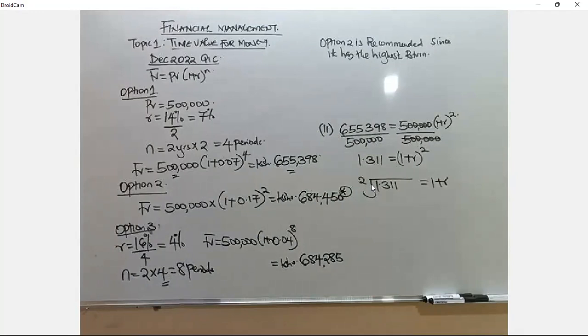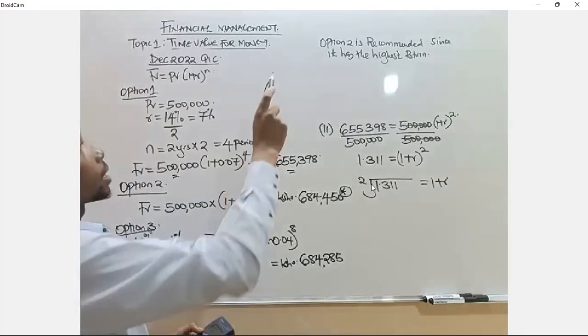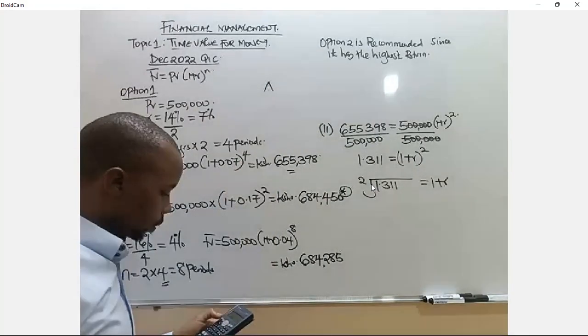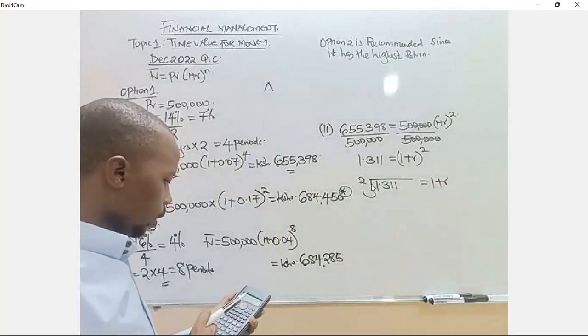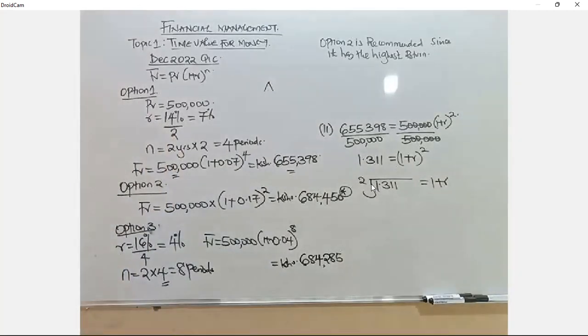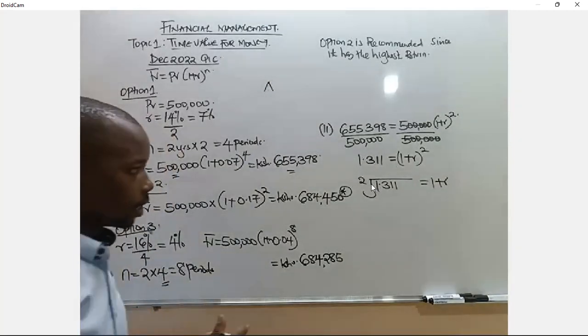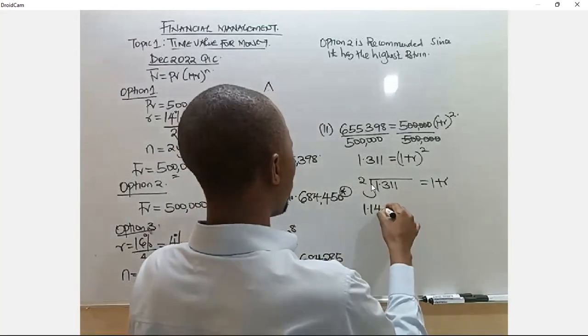and there is a button in your calculator which looks like this. So it will be shift that button. Then you put your answer 1.311. So how much am I getting? For this person who is following, it is 1.144.